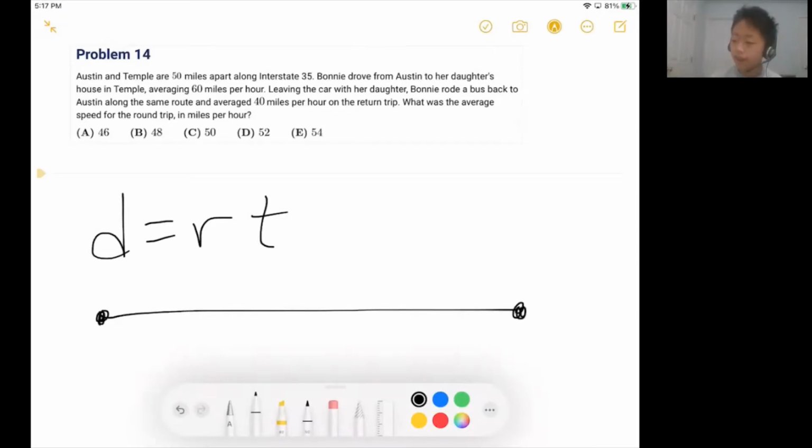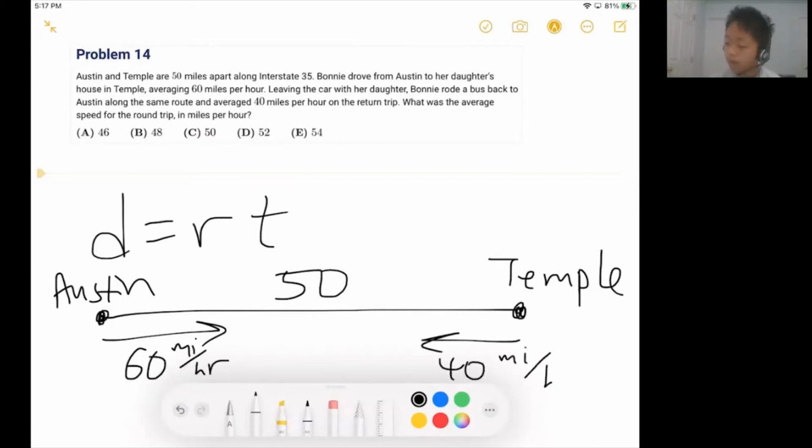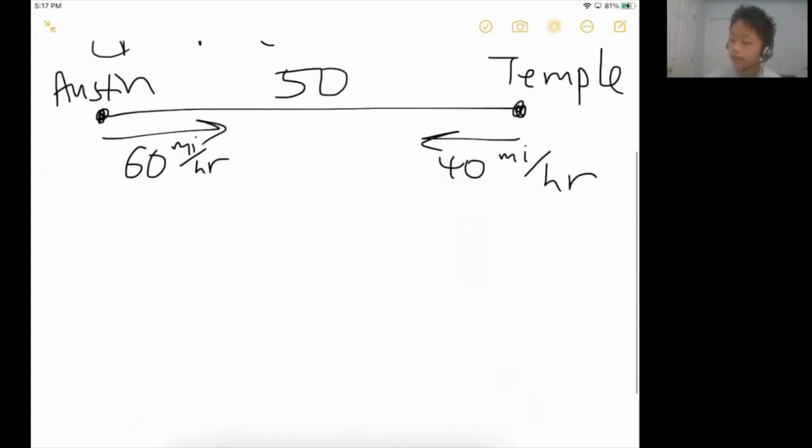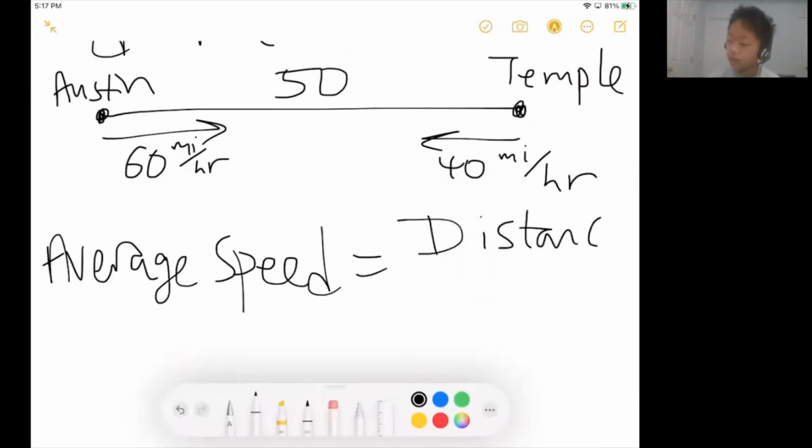So you have Austin and Temple, and they're going to be 50 miles apart. And we know that while they were going this way, they were going at 60 miles per hour. And when they came back, they were going at 40 miles per hour. So we want to know, what is the average speed? Well, we know that average speed is going to be the distance divided by the time, right? So distance divided by time.